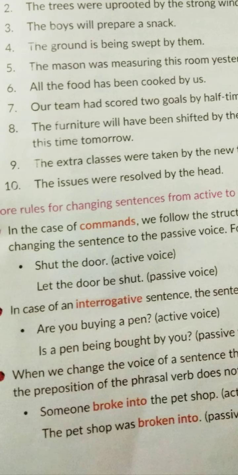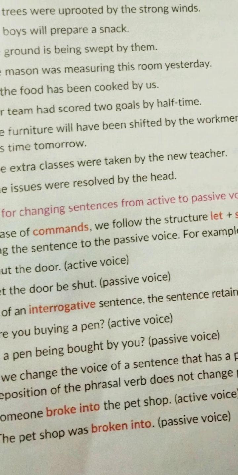For example, are you buying a pen? We put a question mark, it is an active voice. But when we change to passive, is a pen being bought? Now, why have we used being? Because we have the ing form of the verb. So, when you have a continuous tense of verb, we use being there. So, whenever you have ing, we should use being. So, are you buying a pen? Is a pen being bought by you? Now, by you because the word you is there.